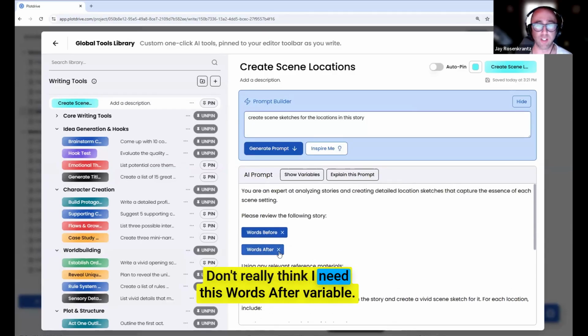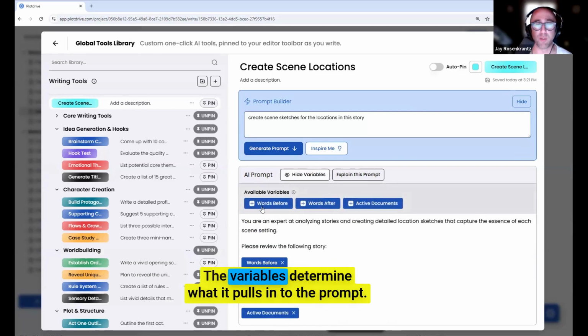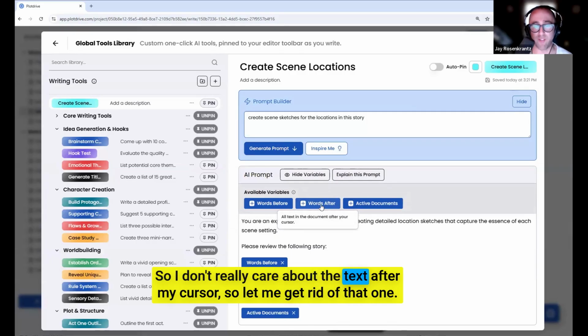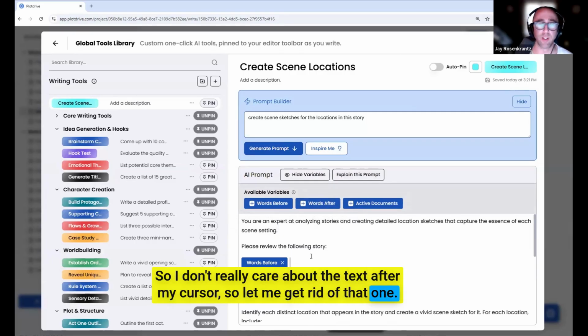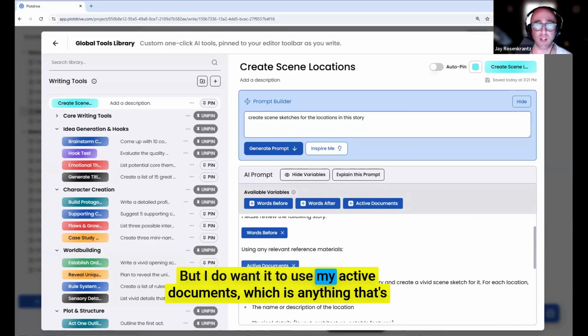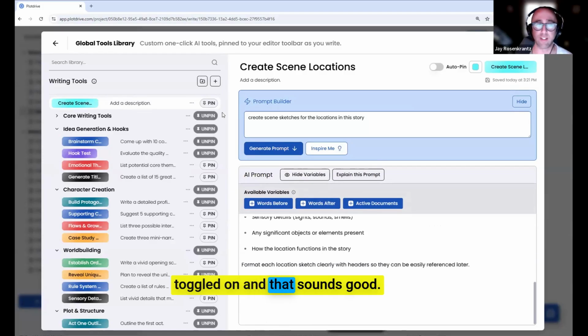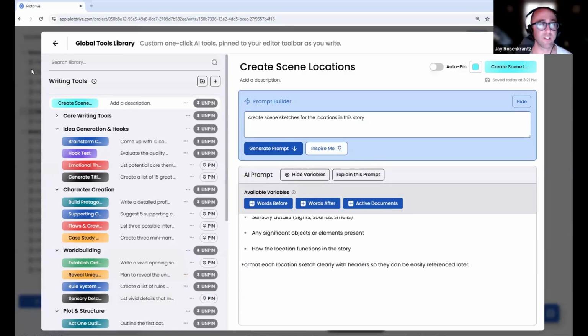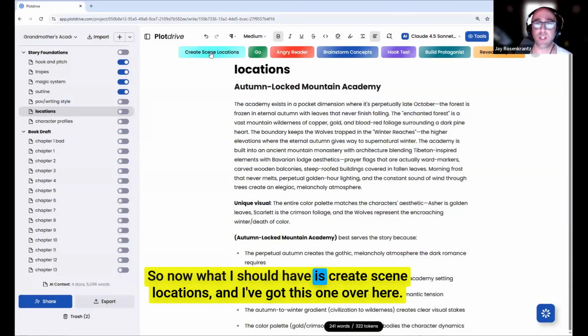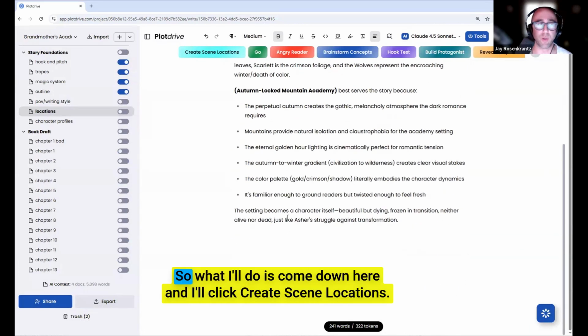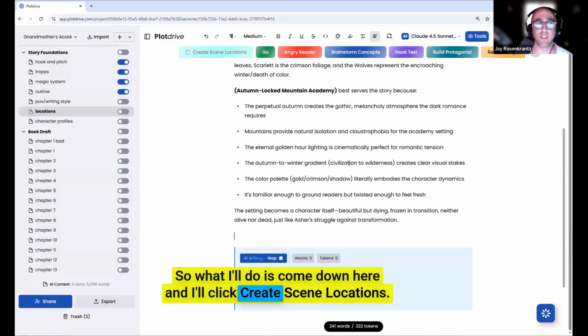Don't really think I need these words after variable. The variables determine what it pulls into the prompt. So I don't really care about the text after my cursor, so I'm gonna get rid of that one. But I do want it to use my active documents, which is anything that's toggled on. And that sounds good. I'll take this one too. I'll pin it. So now what I should have is create scene locations, and I've got this one over here, reveal unique world elements. So what I'll do is come down here and I'll click create scene locations.